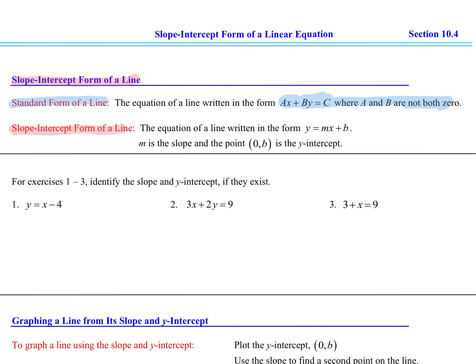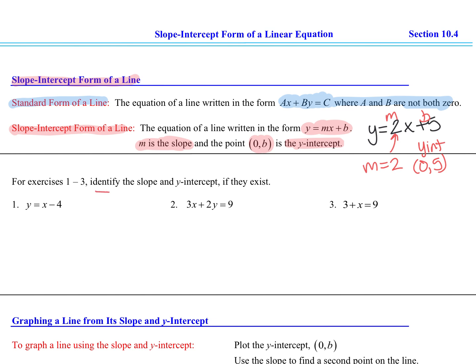That's the equation of a line written in the form y equals mx plus b, where m is the slope, and the point (0, b) is the y-intercept. I just want to point out that if I had y equals 2x plus 5, my slope would be 2, and my y-intercept would be (0, 5). So this is the m, and the plus 5 is the b.